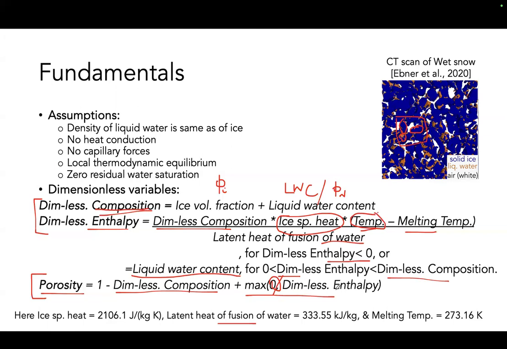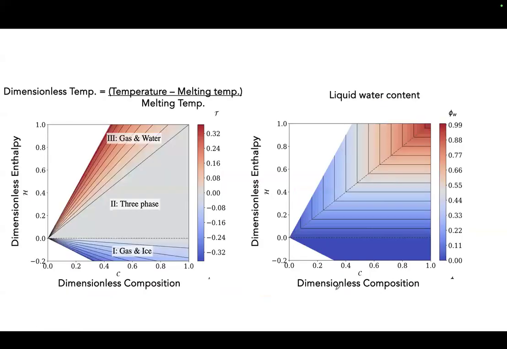Now, let's talk about the problem that we could solve with this framework. To do that, we just need to define all the other state variables in the system. In this case, from dimensionless composition and dimensionless enthalpy, we can mention the temperature or other state variables such as liquid water content. Here I'm plotting the dimensionless temperature as a contour plot, which is temperature minus melting temperature, 273.16 Kelvin, divided by melting temperature. So we just non-dimensionalized it.